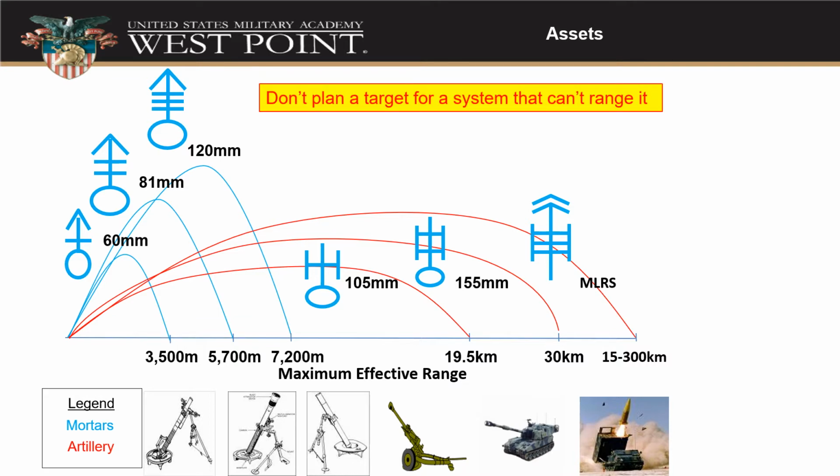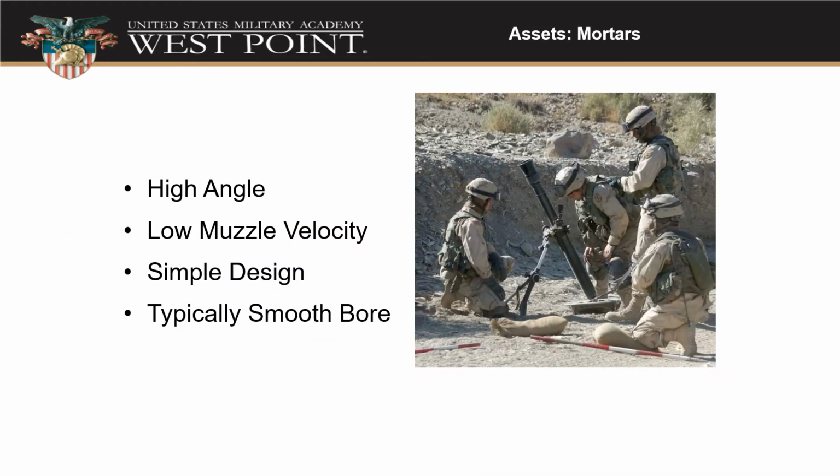Make sure that you don't plan a target for a system that can't hit it. If we have a target that is 8 kilometers away, we can't use a mortar system to hit it. That is out of their range. If we're trying to shoot at something 4 kilometers away, we could hit it with an 81, but we can't hit it with a 60 millimeter mortar. So just be aware of these ranges and what kind of systems we have available to plan those targets for.